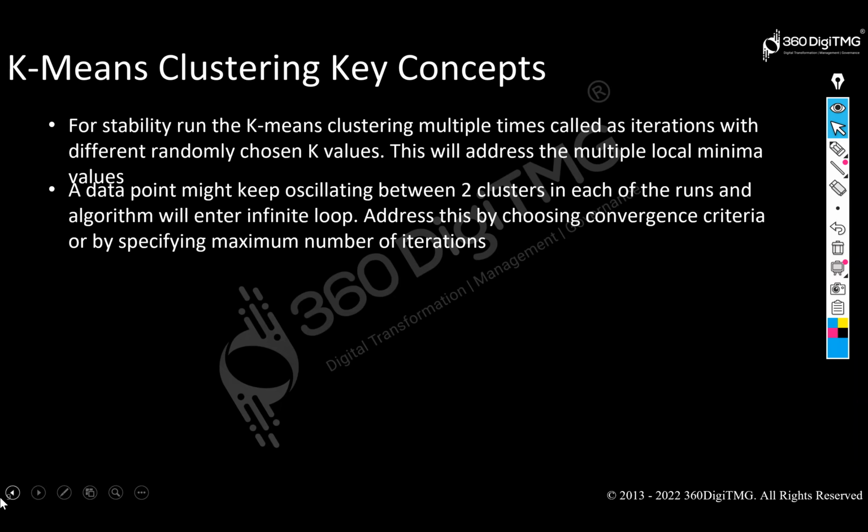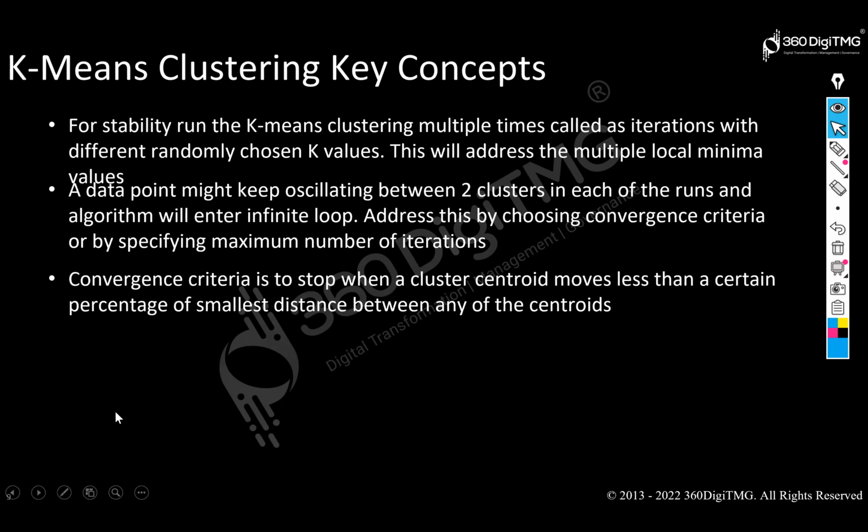Specifying a maximum number of iterations. I hope it is clear. Convergence criteria is to stop when a cluster centroid moves less than a certain percentage of the smallest distance between any of the centroids.